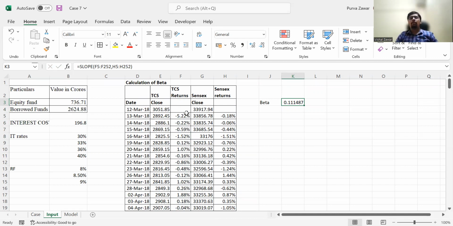Beta comes to 0.11. 0.11 means whenever there is a 1% change in the market, TCS has a change of 0.11%. So TCS is less risky as compared to the market. If TCS is less risky, then the expectations of the shareholders will also be less, because if you are taking less risk, you are happy to get less returns also.